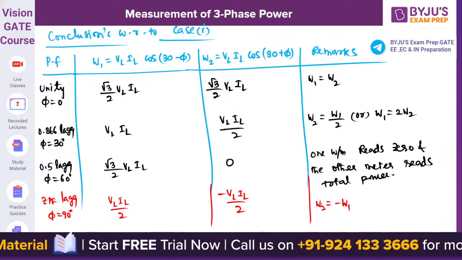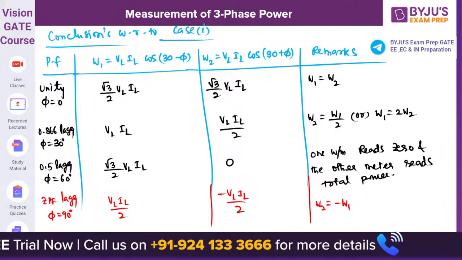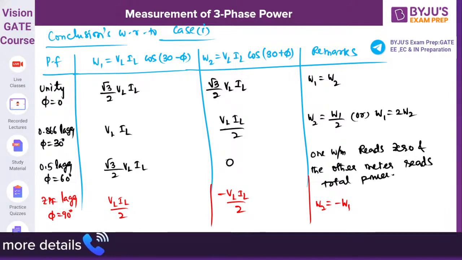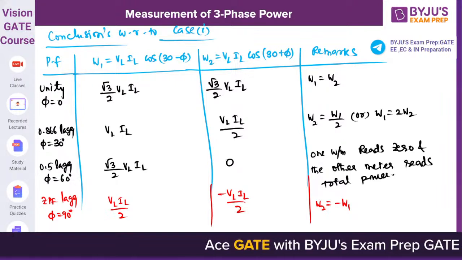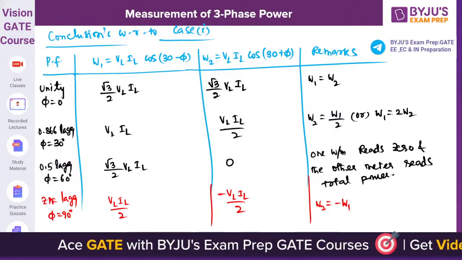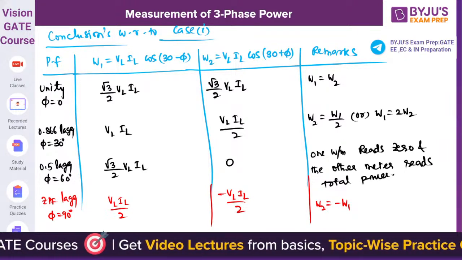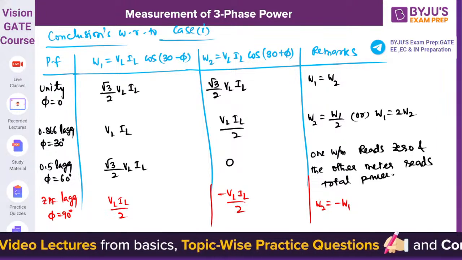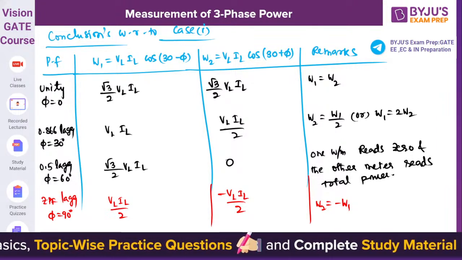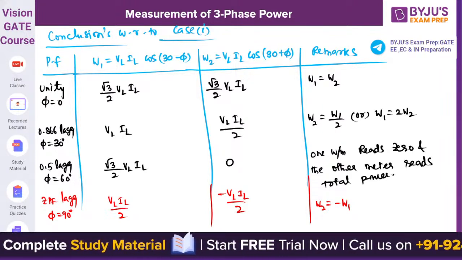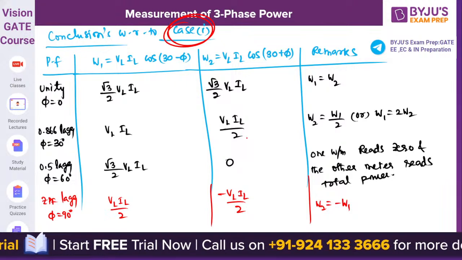Okay. So they will ask you at what power factor both the meters will give equal readings. At unity power factor. At what power factor both the meters will give equal and opposite readings: at 0 power factor lagging. At what power factor one of the wattmeters reads 0: at 0.5 power factor, otherwise 60 degrees angle. At what power factor one wattmeter reads half the other: it's at 0.866 lagging power factor. Okay. So this conclusion is with respect to case 1.